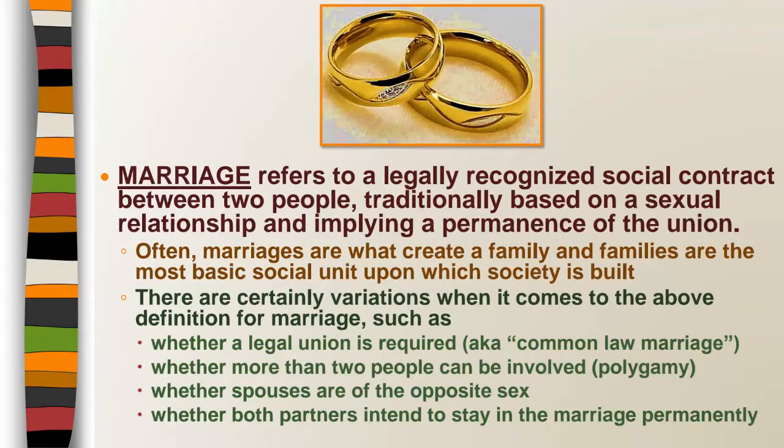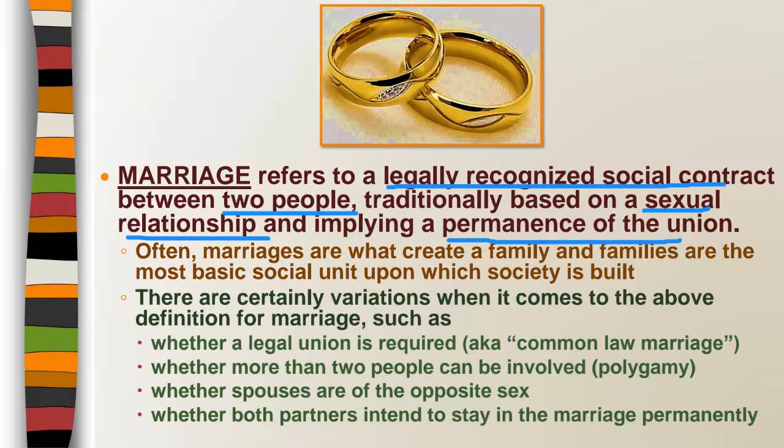All right, so let's start with a definition, pretty broad here. So marriage refers to a legally recognized social contract between two people, traditionally based on a sexual relationship and implying some sort of permanence of the union. Usually when people get married, it may not always work out this way, but when you get married, you intend to be with that person for the rest of your life, right? Now, whether or not that actually happens, we'll talk about later on in this lecture.